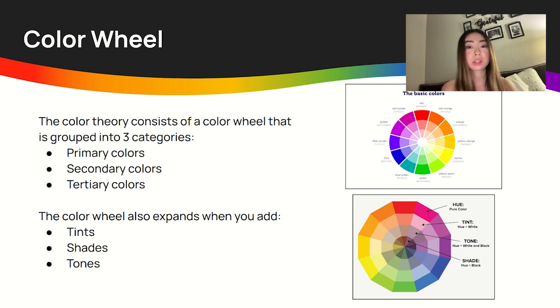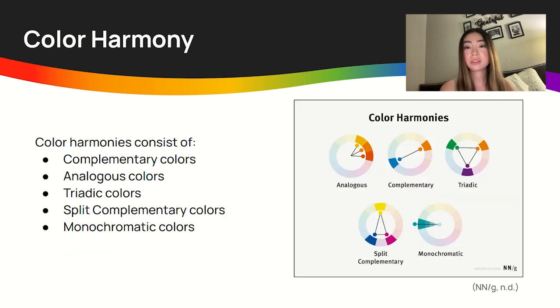And then the color wheel also expands when you add tints, shades, and tones of a color, where you're basically adding white, gray, or black to a color's hue to adjust the color's appearance. You can get several types of color harmonies within the color wheel, which include complementary colors, analogous colors, triadic colors, split complementary colors, and monochromatic colors. And here's an image that showcases these color schemes.